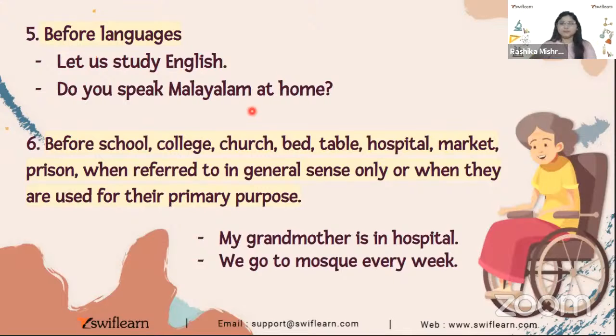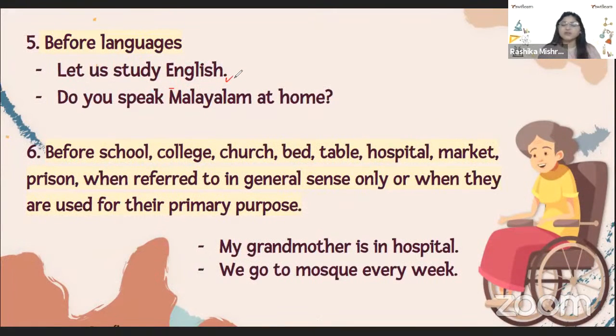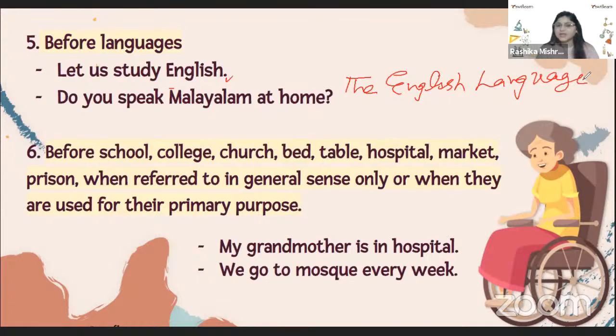Now, before languages, articles will not be used. For example, let us study English. English is the language here, so before English we will not use any article, but we have some exception here. And what is that? See, if we have the words "the English language," is it right or wrong? Can anyone tell me whether it is right or wrong? Please let me know. This is a very interesting topic, I must say.